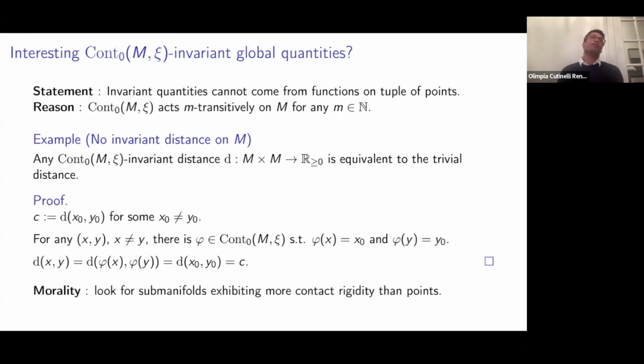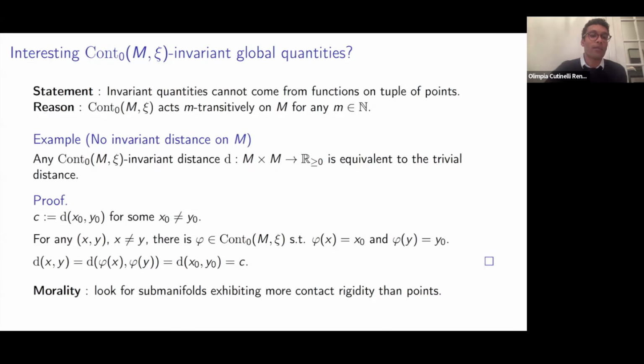The morality of this example is that if we want to construct interesting invariant global quantities, we will have to look at submanifolds that exhibit more contact rigidity than points. On points, we have a lot of flexibility. We can send any tuple to any tuple. So we have to look for more interesting submanifolds. And of course, the submanifolds we will look at today will be the Legendrian submanifolds.